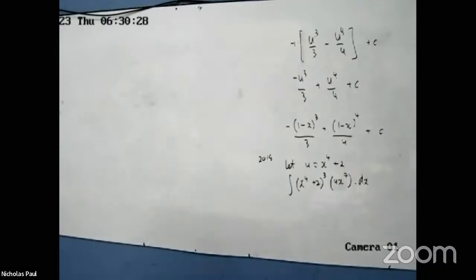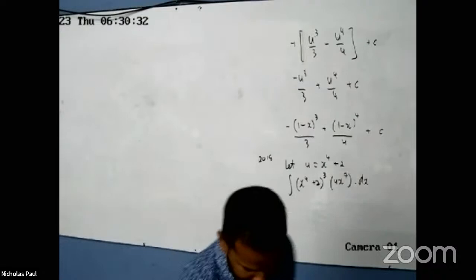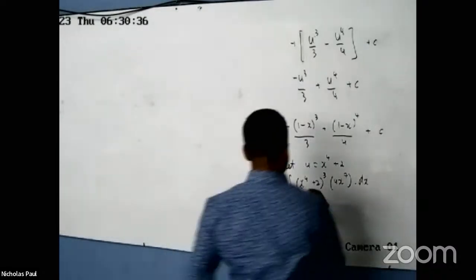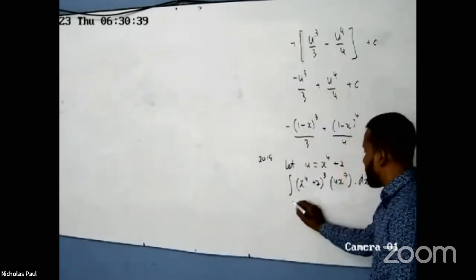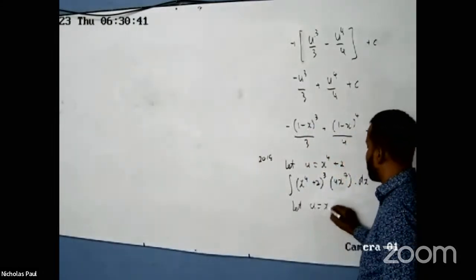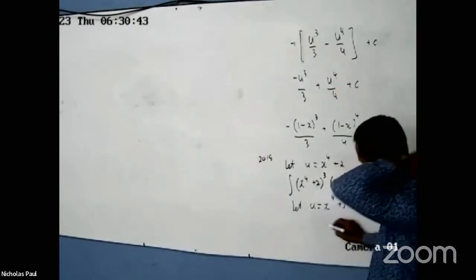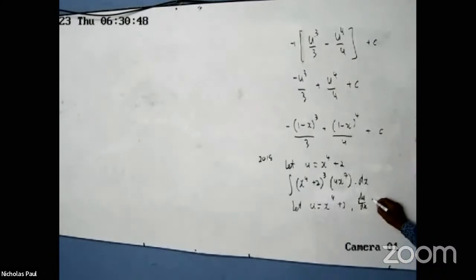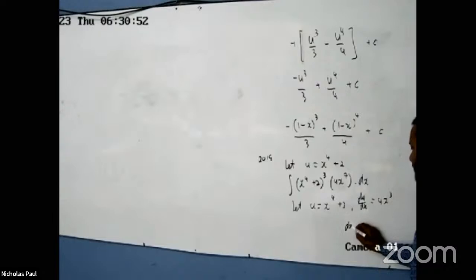All right, let's see how this went. I'll put on my marker here. Right, so I'll start right here. And we'll let u equal x to the fourth plus 2. So it means that du dx is equal to 4x cubed. So when you make dx the subject of the formula, you will end up with du over 4x cubed.